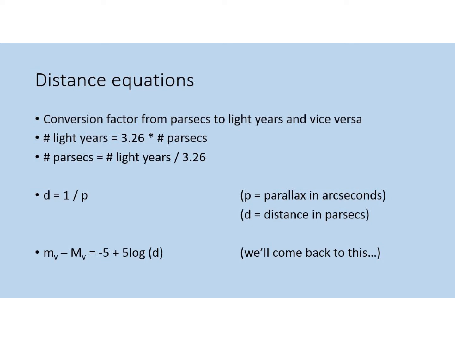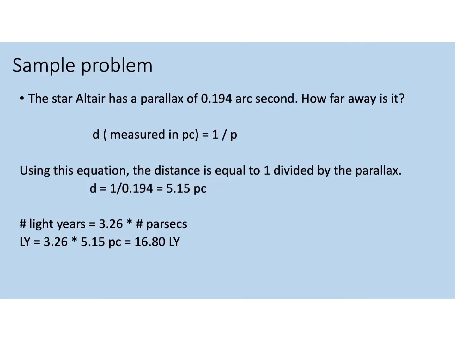There are a couple of equations that we can use. The second one we'll come back to in a moment, but let's look at an example using the first equation. Altair is a star that has a parallax of 0.194 arcsecond. How far away is it? The equation says that distance measured in parsecs is equal to 1 divided by the parallax. All you have to do is take 1 and divide it by the given parallax, 0.194. And that gives us an answer of 5.15 parsecs.